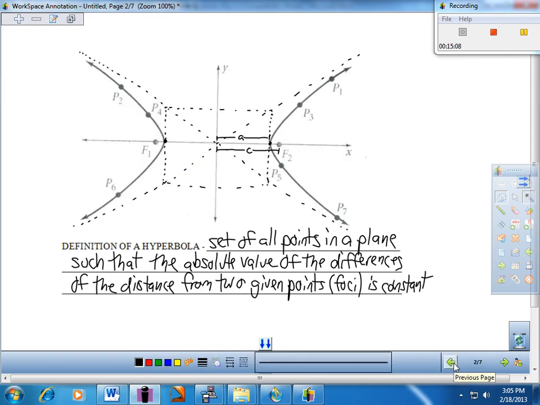Let's do some labeling here. So real quick, if you need to, and I'm going to do this here, there's the transverse axis. So basically from vertex to vertex, length would be 2a. Hope everyone's cool with that piece. And by drawing this rectangle in place, we end up getting the secondary axis, and I'm going to go right there with it. And this would be the conjugate axis.